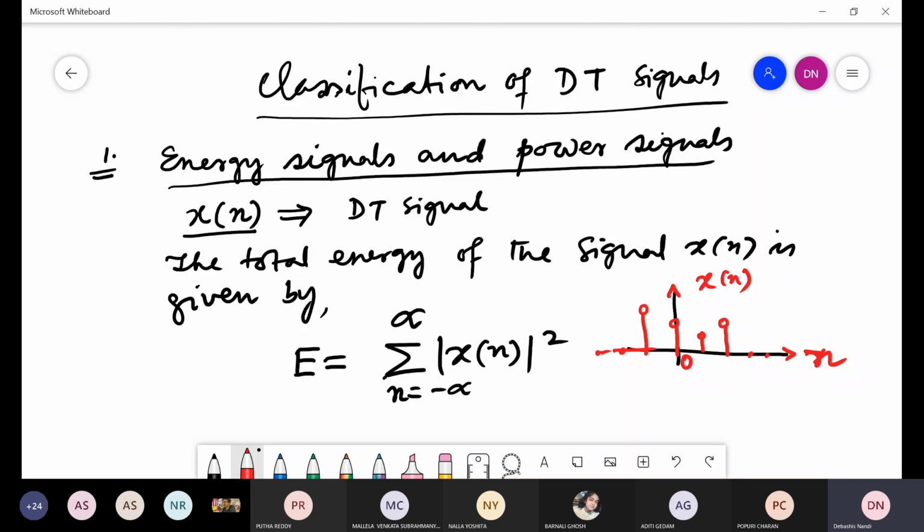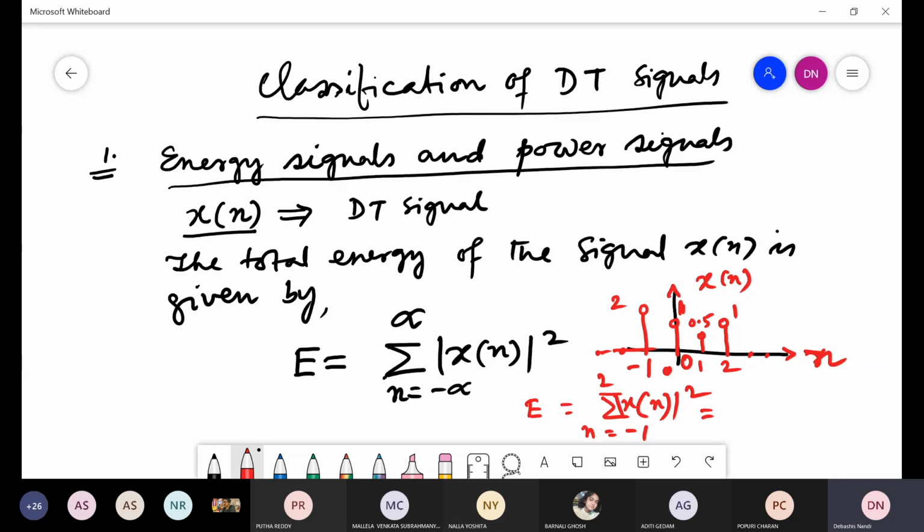This is n is equal to minus 1. This is n is equal to 0. This is n is equal to 1. This is 2. So here, if you want to calculate the energy for this signal, suppose this value is 2, this value is 1, this value is 0.5, and this value is again 1. Then the total energy will be the summation of mod Xn square, and n is equal to minus 1 to 2, because for other values of n it is 0.